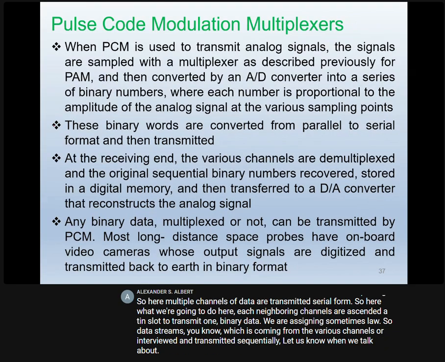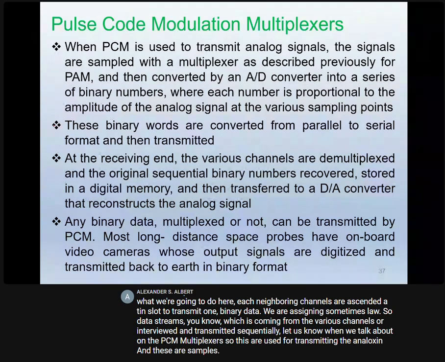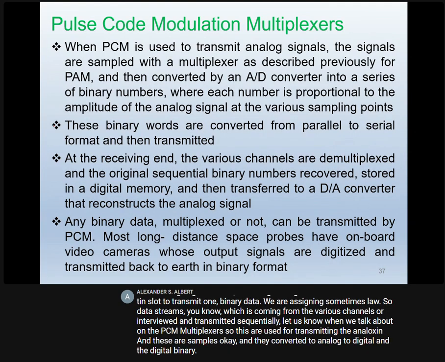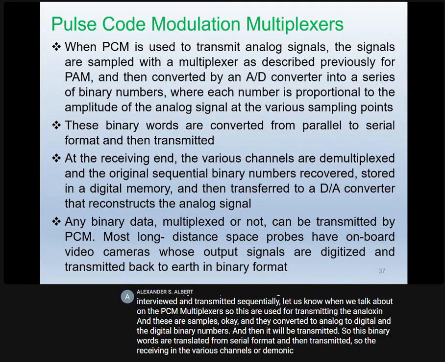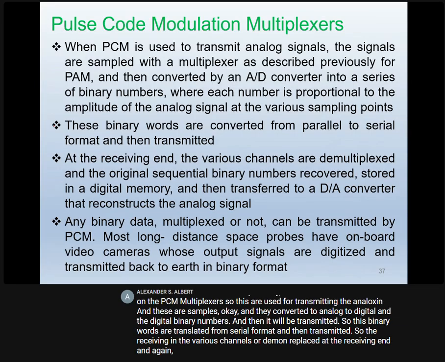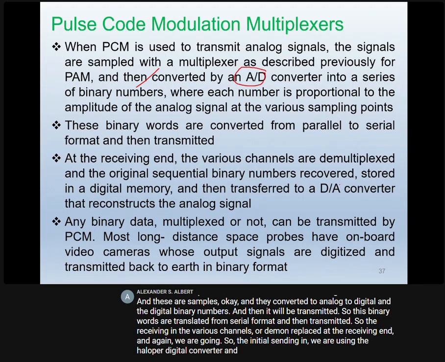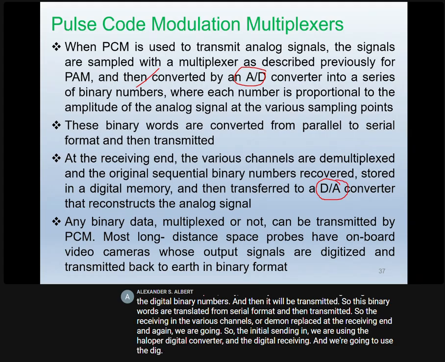When we talk about PCM multiplexers, these are used for transmitting analog signals. The samples are converted from analog to digital binary numbers, and then transmitted. These binary words are transmitted in serial format. At the receiving end, the various channels are demultiplexed. At the sending end, we use the analog-to-digital converter, and at the receiving end, we use the digital-to-analog converter to receive the analog signals.